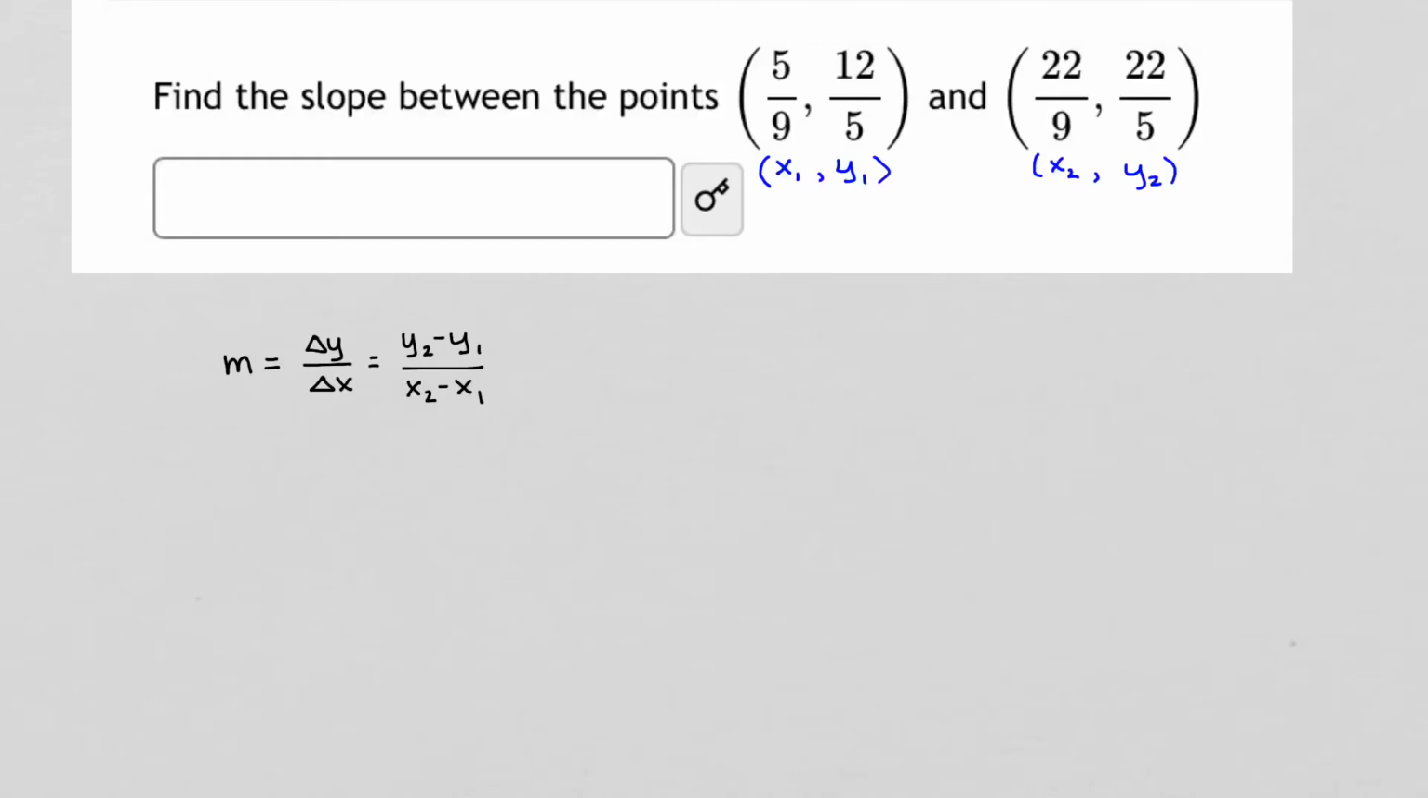To get the slope of a line through 2 points, we subtract the y values and then we subtract the x values. We have to be careful to make sure we subtract in the same order both times. So let's start by taking y sub 2 minus y sub 1. That means that in the numerator we have 22/5 minus 12/5, right? Y sub 2 minus y sub 1. And in the denominator now, I have the second guy, which is x sub 2 minus x sub 1. So we have 22/9 minus 5/9.